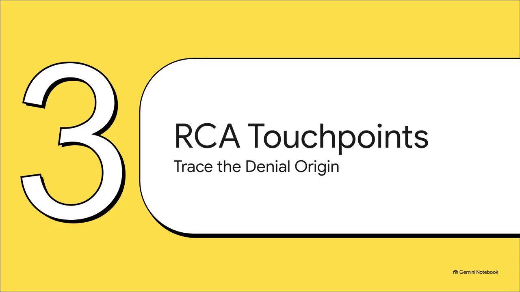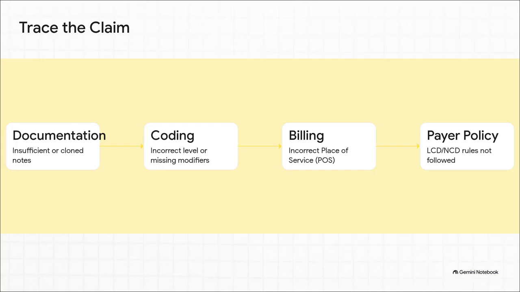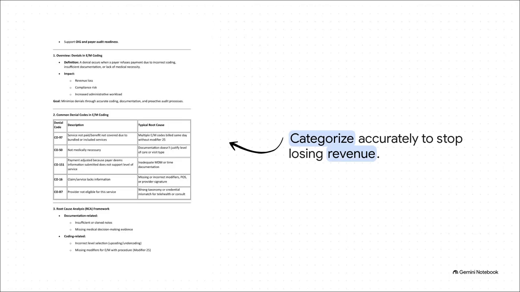Which brings us to Section 3, Root Cause Analysis, or RCA Touchpoints. We literally have to trace the life cycle of a claim like a detective to find the breach. Was it step 1, a documentation issue where a provider just cloned a note or missed crucial MDM evidence? Was it step 2, a coding error where someone selected the wrong level? Did it fail in step 3, billing with an incorrect place of service code? Or step 4, did it violate a specific payer policy altogether? When you break down this entire framework, categorizing the root touchpoint is absolutely key.